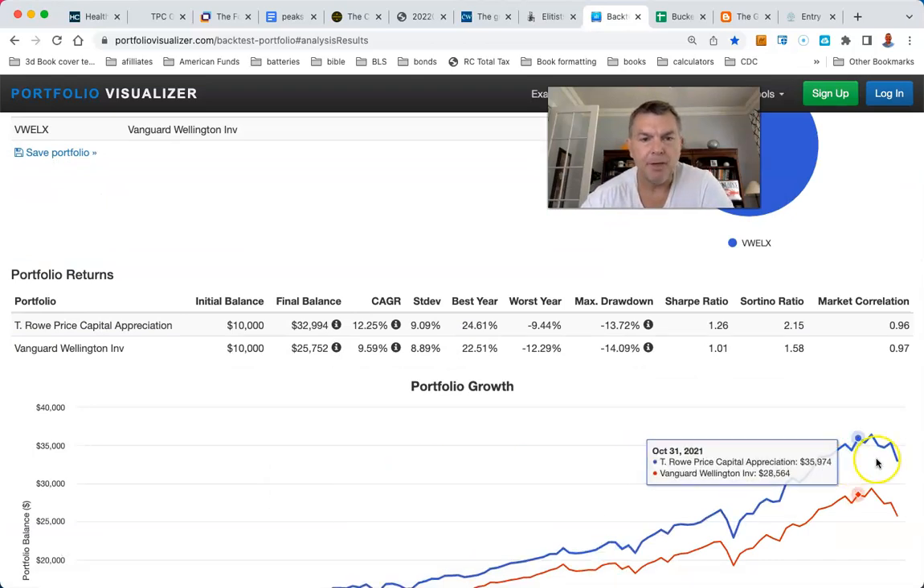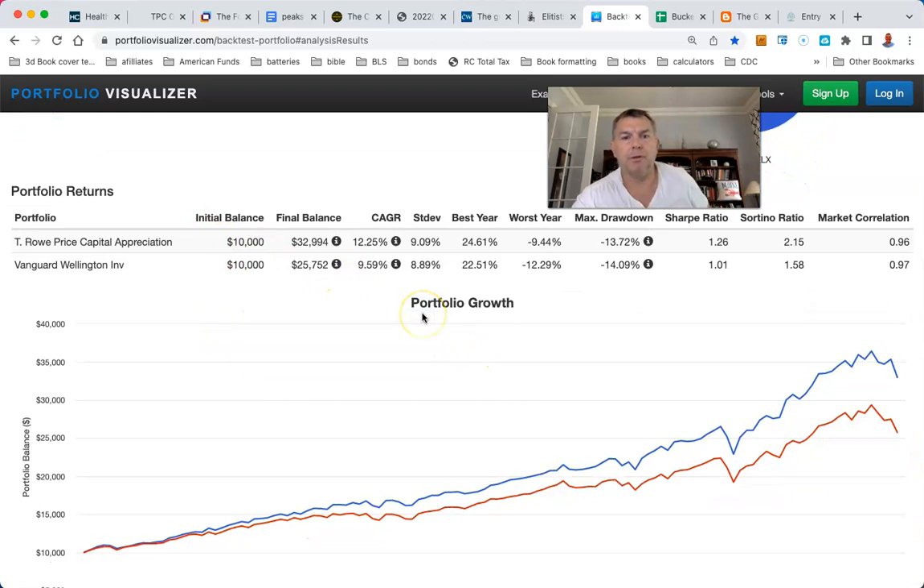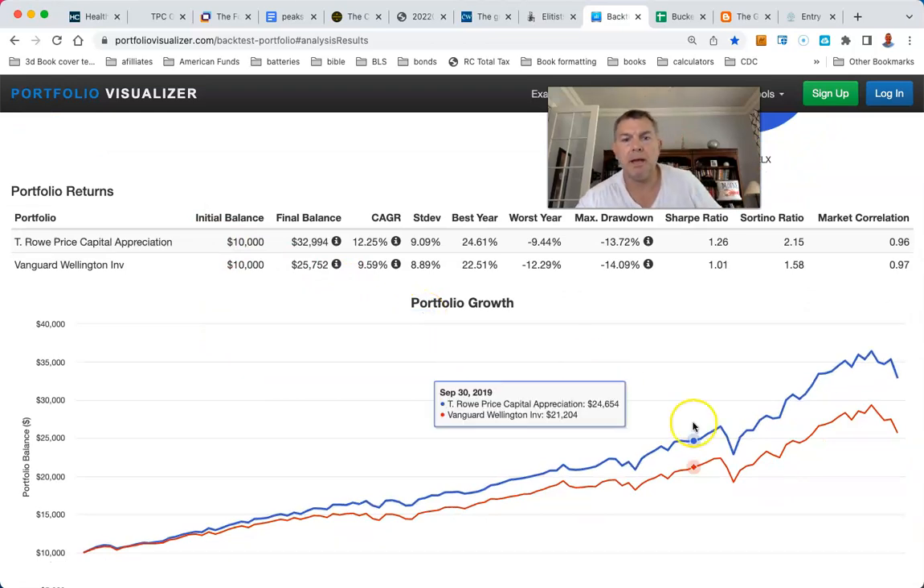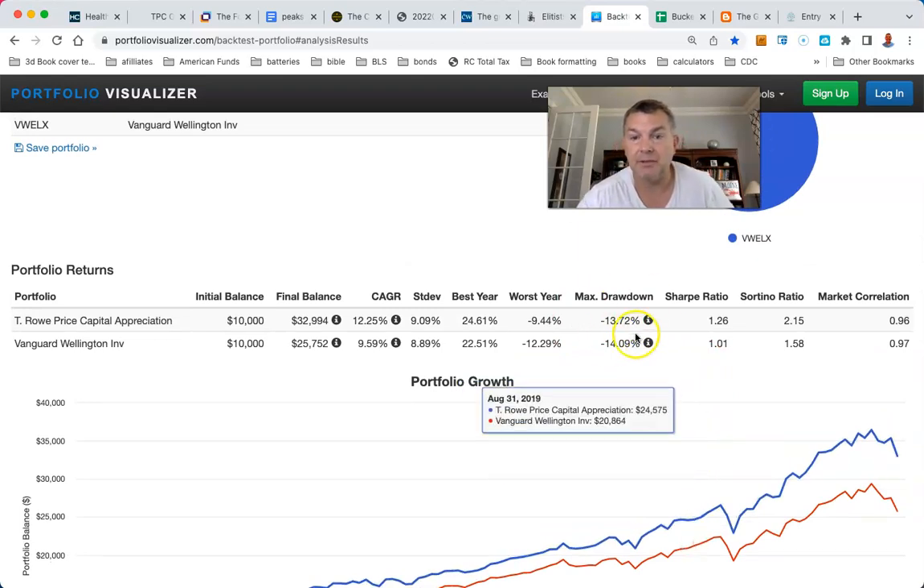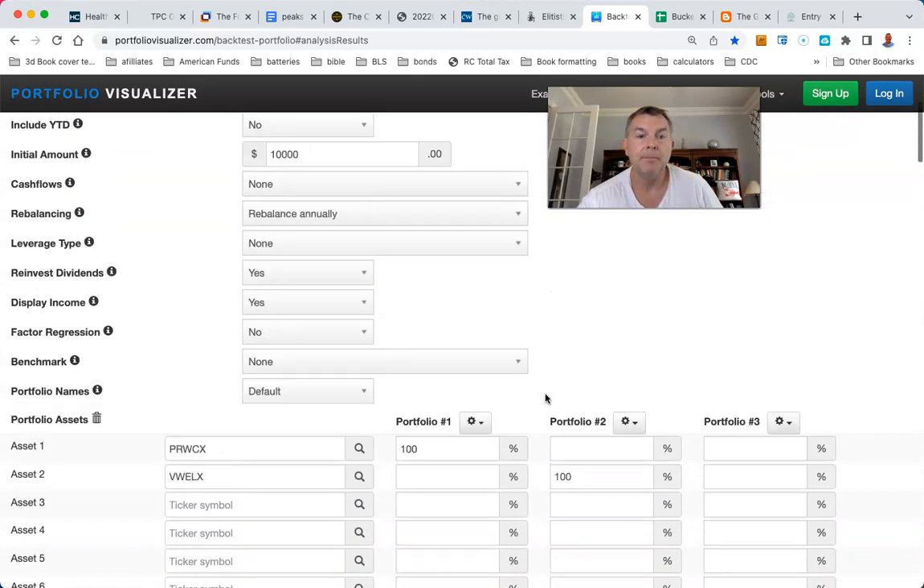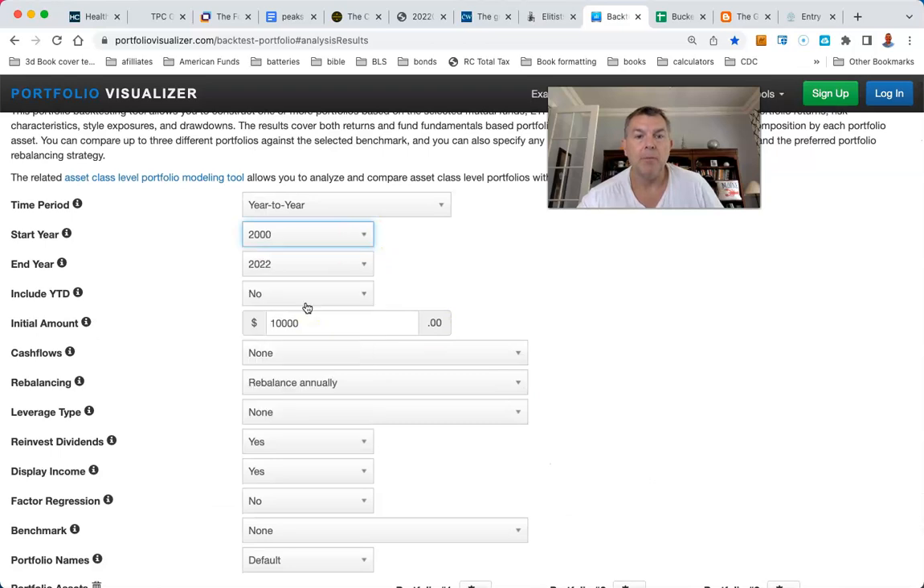Yeah, big time. Well, no, I won't say big time. Similar. 12 and a quarter is the compounding annual growth rate, 9.5 for Wellington. Actually, T. Rowe Price had less downside risk, and that's just because of this past year, 2022. That's interesting to me.